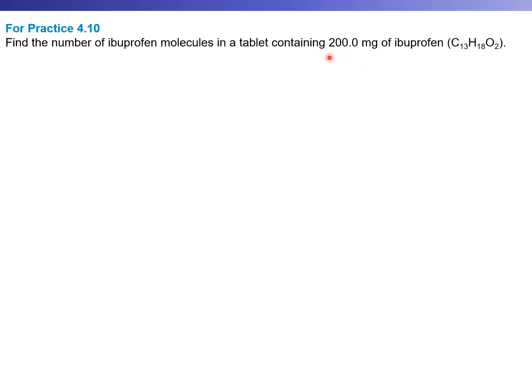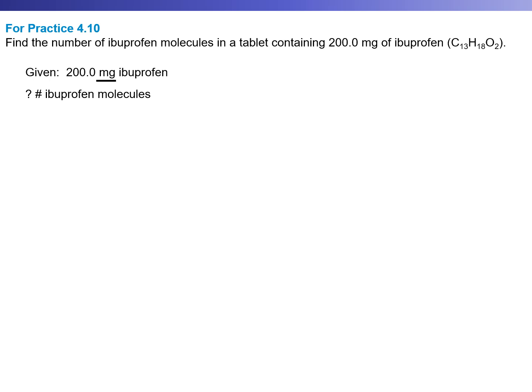They're giving us a mass number right here. So now we have milligrams. And then they're also giving us a formula, right? So these are going to be our 3 pieces of information that are going to basically direct us in how to solve this problem. When I start writing these sorts of problems, I like to write down what I'm given. So the thing that I am given is 200 milligrams of ibuprofen, and the other thing I'm given is to find the number of ibuprofen molecules.